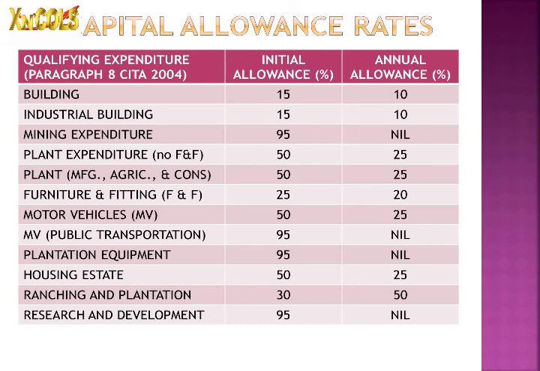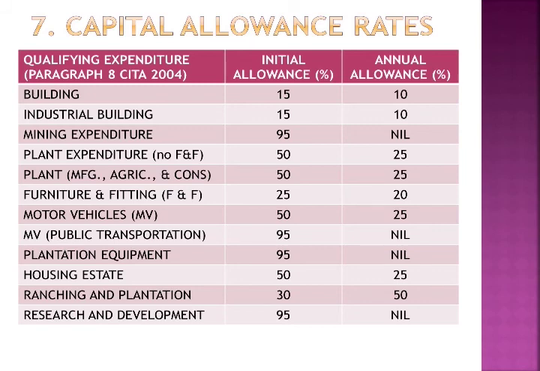In other words, if you bought a building for 100,000 naira, your initial allowance will be 15% of 100,000. That will give you 15,000. If you remove that 15,000 from 100,000, you get 85,000. You divide that by the useful life of the assets, and you get your annual allowance. Annual allowance is basically on a straight line basis. That's found in our table here.